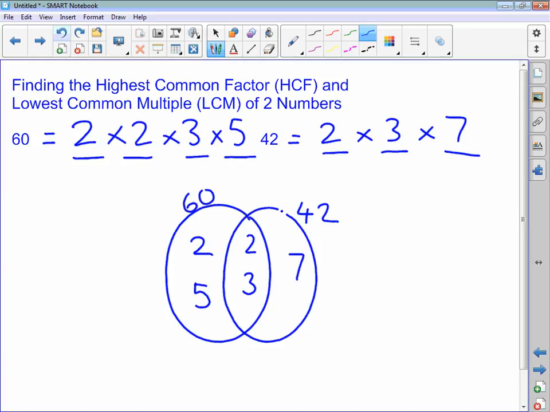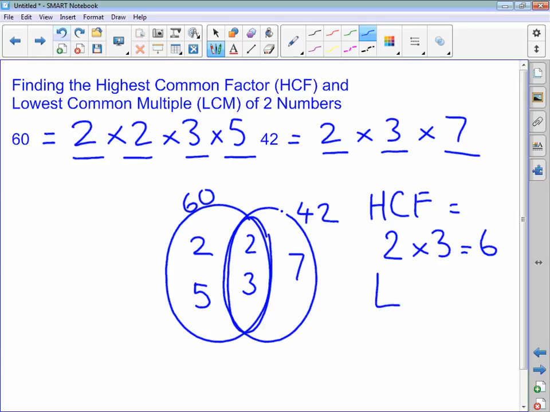The highest common factor of 60 and 42 is the numbers in this area here multiplied together. So the highest common factor is going to be 2 times 3, which is equal to 6.